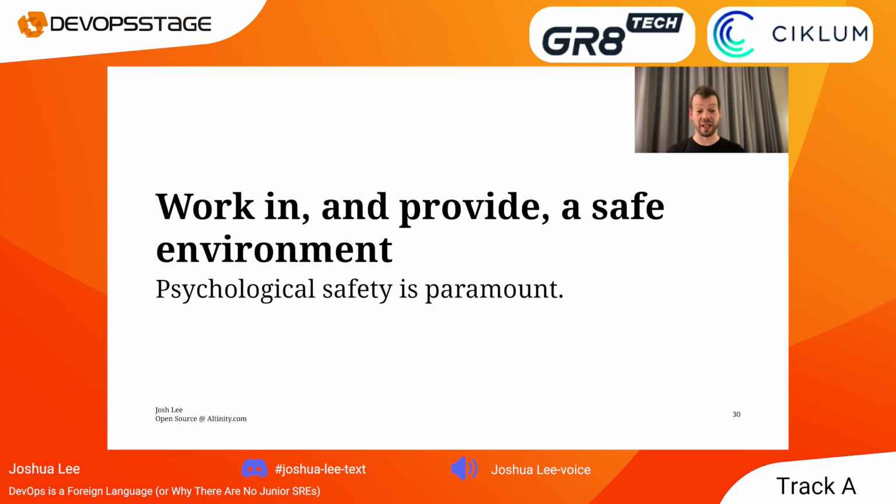And with that in mind, psychological safety is the most important gift that we can give one another. So we need to always be working in and providing a safe environment, and that enables both productivity and learning. It's really a no-brainer. But unfortunately, our natural tendencies can lead us away from this. And so we need to keep reminding ourselves about the importance of a safe space for everyone we're working with.